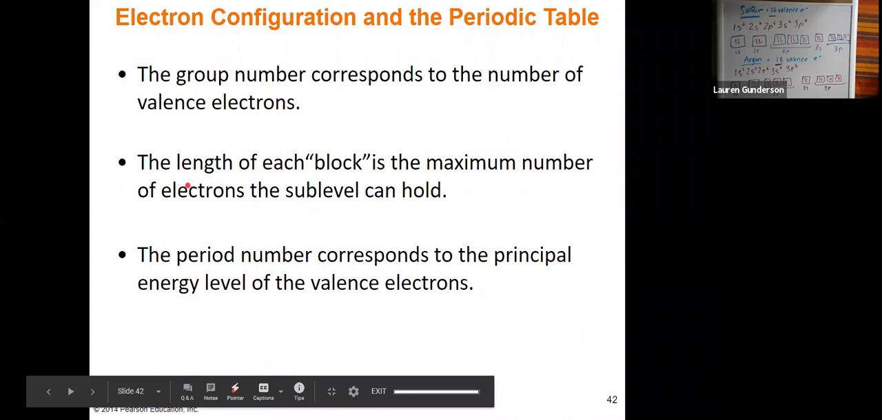And the length of each of the blocks is the maximum number of electrons that particular sublevel can hold. So when we say something is in the S block, well, the S block is only 2 rows long. That means that the S sublevel can only hold 2 electrons. The period number of the periodic table is going to correspond to the principal energy level of the valence electrons. I know that we've said that before, but it's good to remind ourselves of these things a few times so we can really remember it.